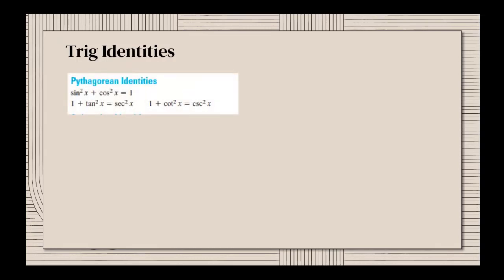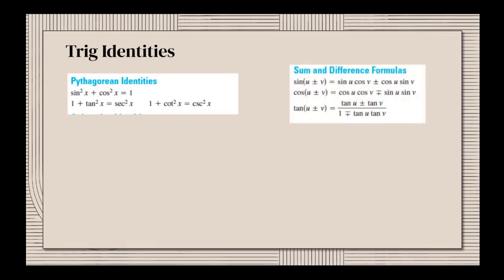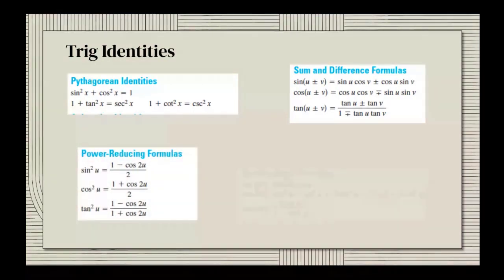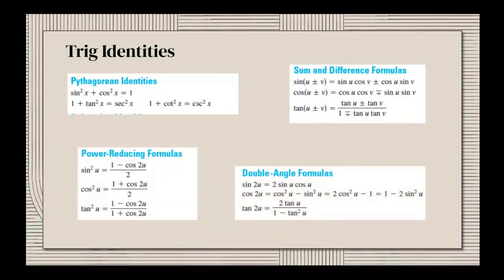So before we start, there are a few trig identities that are really important to know, especially throughout this course. So the first one are the Pythagorean identities: sine squared x plus cosine squared x equals 1, 1 plus tangent squared x equals secant squared x, and then 1 plus cotangent squared x equals cosecant squared x. And some other important ones to know are the sum and difference formulas here, as well as power reducing and the double angle formulas. And the most important ones are definitely the Pythagorean identities as well as the double angle formulas.